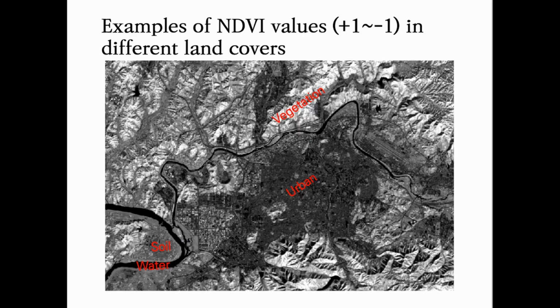This figure shows examples of NDVI values in different land covers. In vegetation, NDVI has higher intensities than others. Soil has higher intensity than others, but lower intensities than vegetation. Urban has higher intensities than water, but lower intensities than others. Water has the lowest intensities.